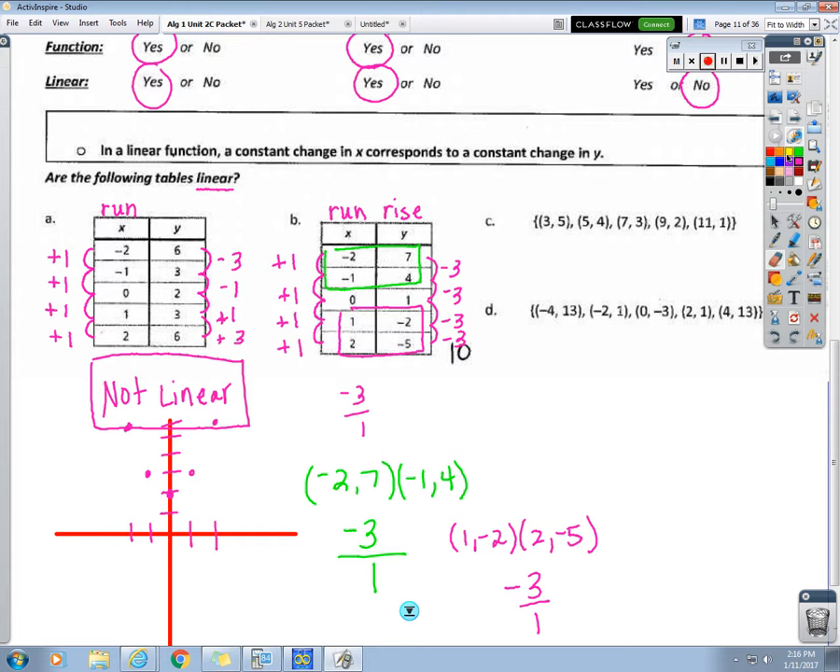I'm just going to do them in a different color over here to save time. Pay attention. Negative 2, 7 would be left 2, up 7. Negative 1, 4 would be left 1, up 4. 0, 1 would be right here. 1, negative 2 would be right 1, down 2. And 2, negative 5 would be right 2, down 5. Doesn't that look like a line? So that's another way. So this one is linear. Now I want you to take a second and figure out C and D.